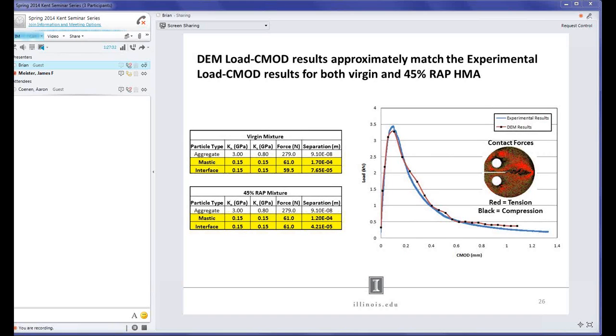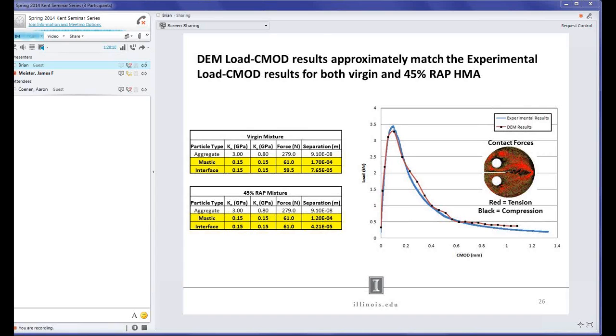And then in terms of the elastic simulations with both virgin and 45% wrap hot mix asphalt, this is just one example with the 45% wrap mix, this image over here. You can see that we matched the load CMOD pretty well with an elastic simulation. But the major difference was in the separation in the contact model. The forces, or the maximum forces, in the mastic and the interface really didn't change too much. But when we started to add in the wrap material, that's where we started to see a big drop in terms of the maximum separations or the local fracture energies in the mastic and the interface.